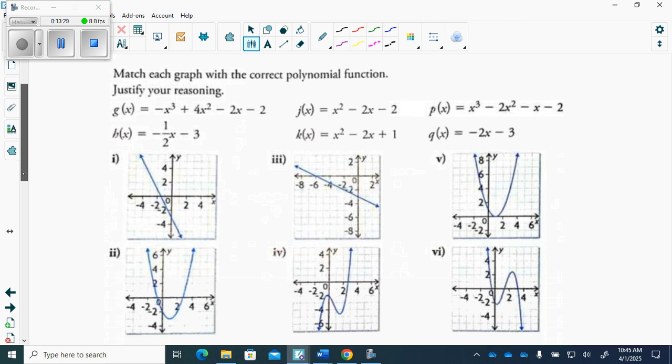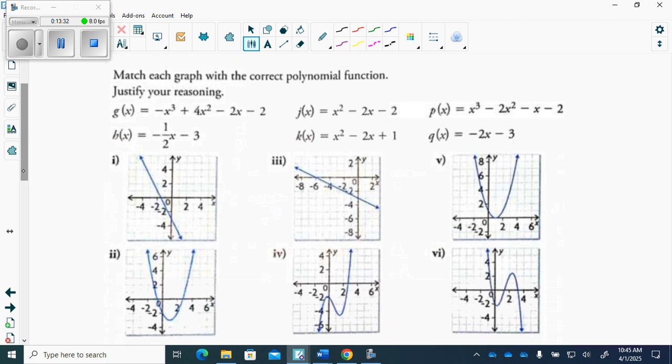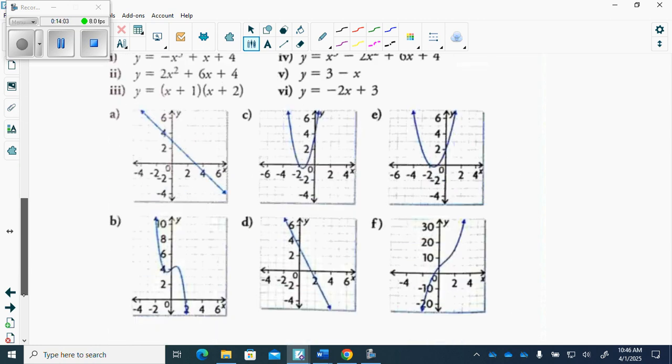I want you to match each graph with the correct polynomial function and try and do it without your calculator. For example, this is a cubic, so I know it's either 5 or 6. And it has a negative y-intercept at negative 2. So it has to end down on the right and have a y-intercept of negative 2. Down on the right, y-intercept of negative 2. Okay, well then this one is g of x. You know what I'm saying? So try and match them without your calculator. You might need your calculator, but try and do that for these two.